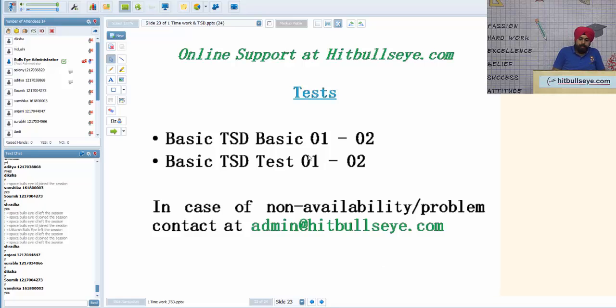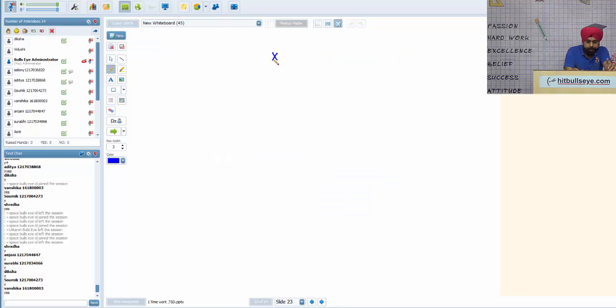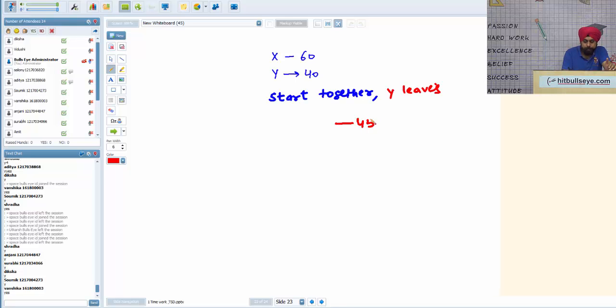Okay. Now students, before we finish with these two topics, let me ask a question on time and work, and see how much you have learned and how you solve it. Say X does a piece of work in 60 days. Y does this piece of work in 40 days. Say they start together. Then after some days Y leaves, so that the work is finished in 45 days. So tell after how many days Y leaves the work.